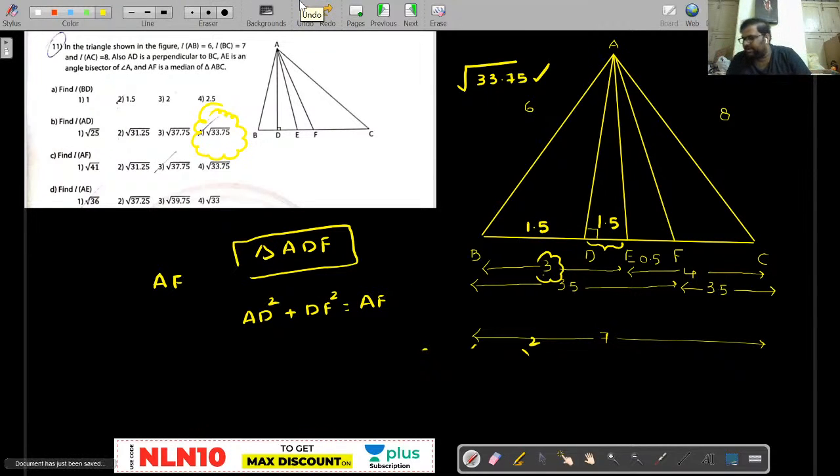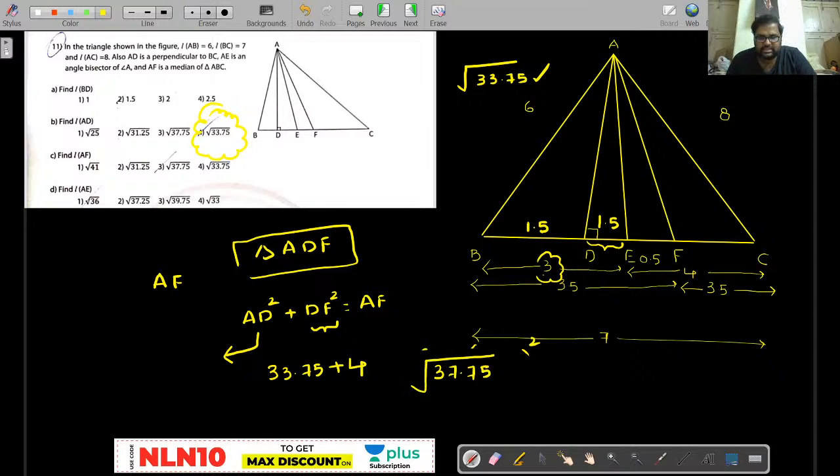How much did you get for the AD value there? Did anyone get the AD value? Now see here, in the previous question, substitute the AD value and you know the DF value. The DF value is 1.5 plus, yes, we are right. 33.75 plus the DF value is how much? Sorry, it is 2, so 2 squared means 4. So 37.75, root of 37.75 is correct. Yes, very good.